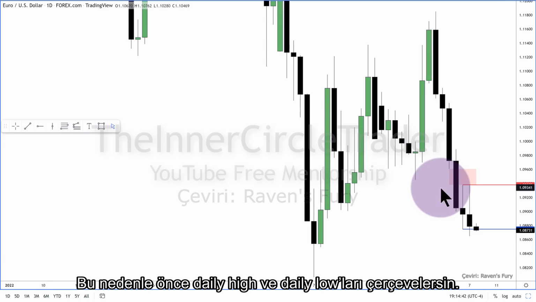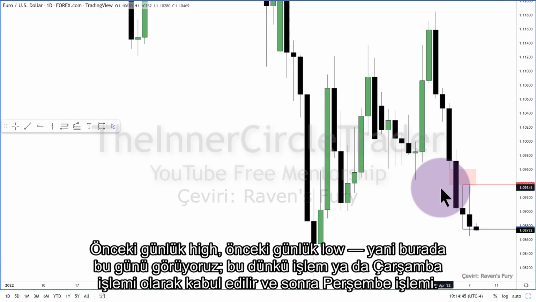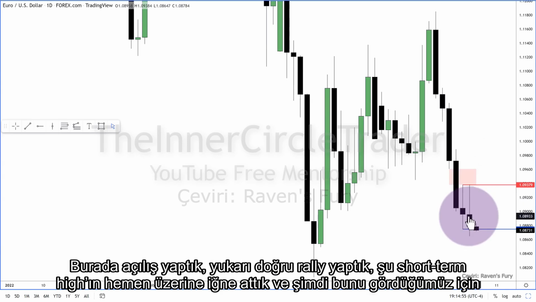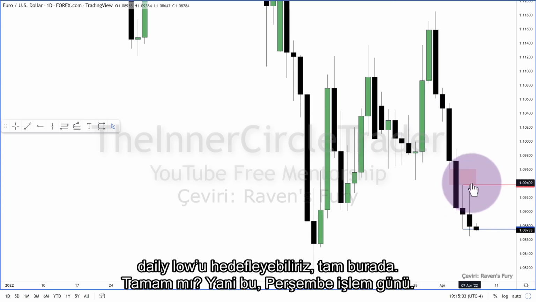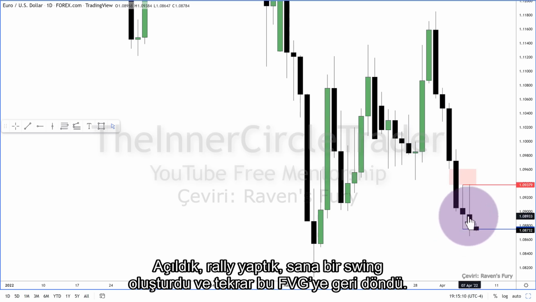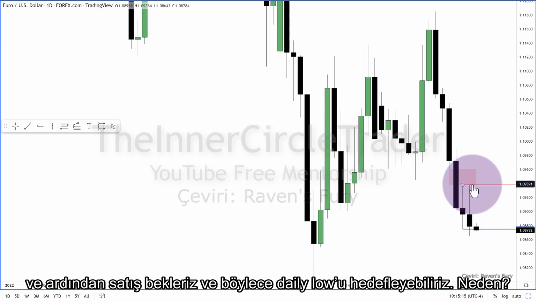So you frame your daily highs and lows, previous daily high, previous daily low. So we have this day here, yesterday's trading, or what we would consider Wednesday's trading. And then Thursday's trading, we opened here, we rallied up, popped just above that short-term high. And now because we've seen that, we can target that daily low right here. So this is the trading day on Thursday. We open, rally up, create a Judas swing, run back into this fair value gap, and then expect it to sell off. And then we can aim for that daily low.